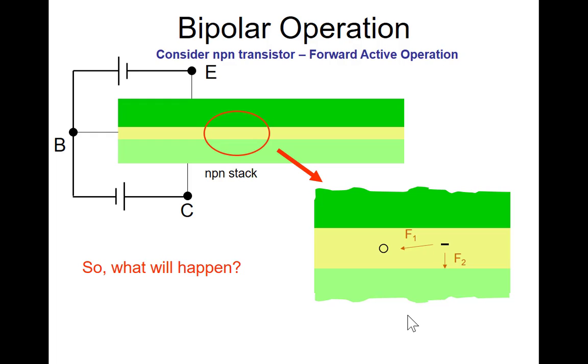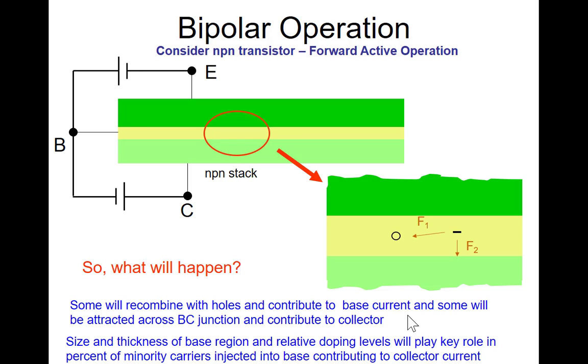So what will happen is a win-win situation. The base gets some, and the collector gets some. The size and the thickness of the base region and the relative doping levels play a key role in the percent of the minority carriers that get into the base region that will actually become collector current.